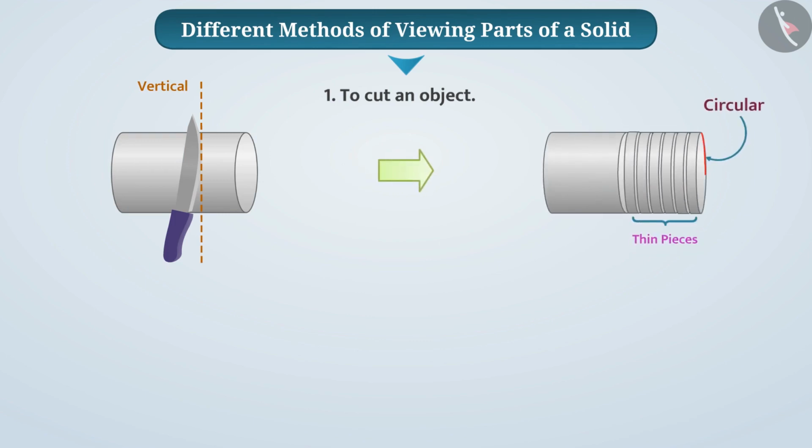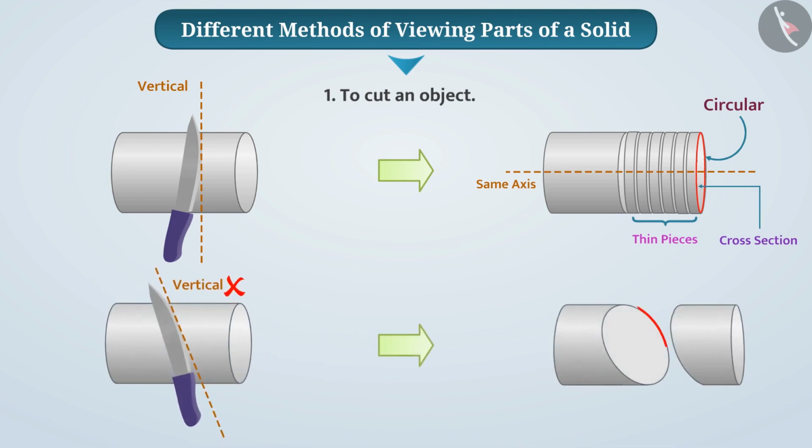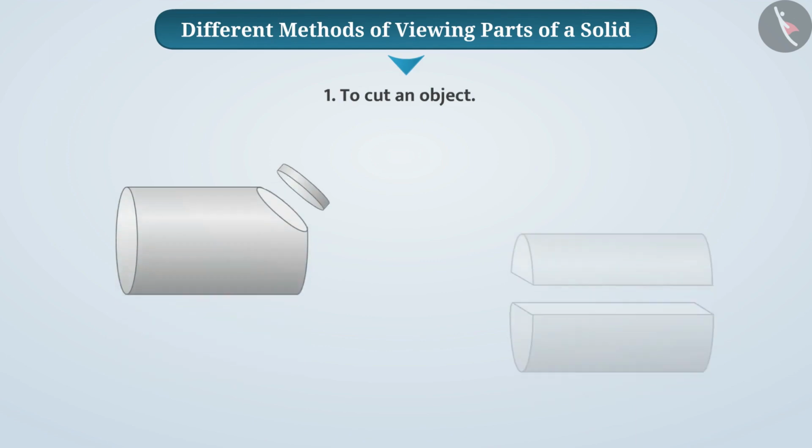Here, each piece is circular. We can say that a cylinder is made up of many circular faces that are placed on the same axis. We call this circular panel a cross-section of the cylinder. If the section is not vertical, then we will get different size panels. You can cut different sizes and draw rough shapes of transverse cuts.